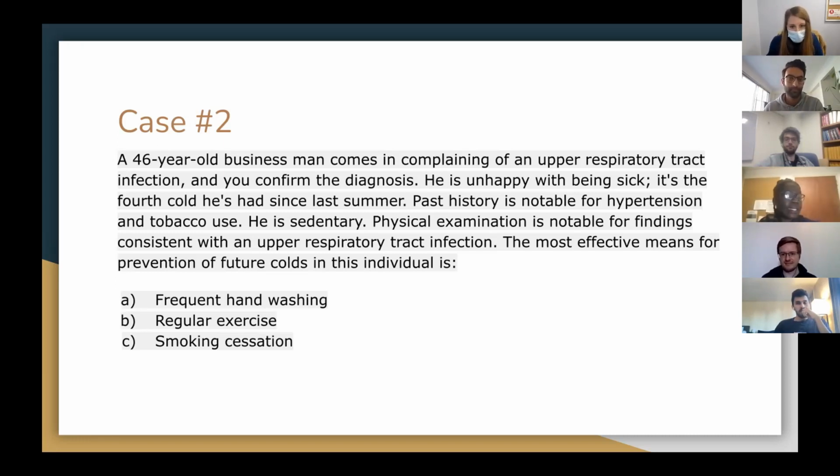Let's see what you guys said. Okay, so we have 80%. Let me share the results. 54% said frequent hand washing, and yes, that is the correct answer. Because remember, all of these infections spread by direct contact with somebody who's sick, or indirect contact with contaminated surfaces. So frequent hand washing is your best way of decreasing your risk of getting infections. Thank you, guys. Let me move on to the next slide.